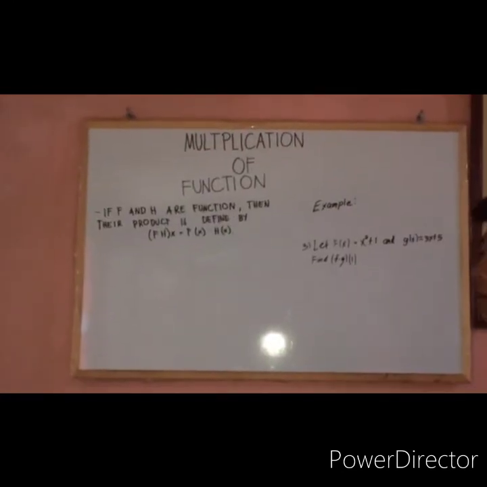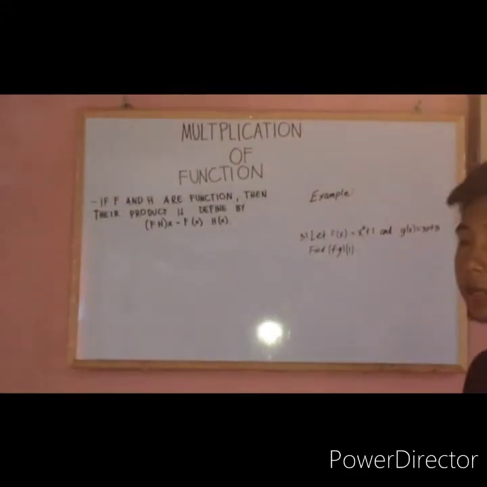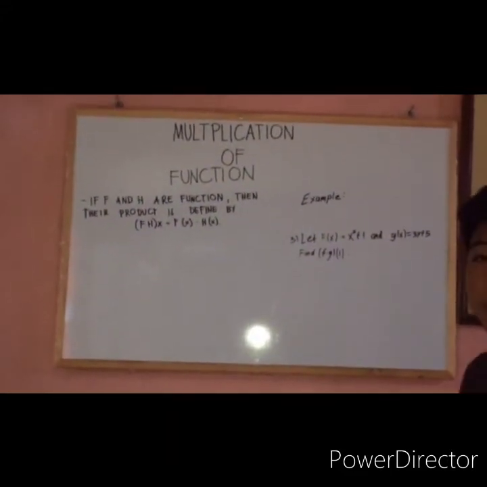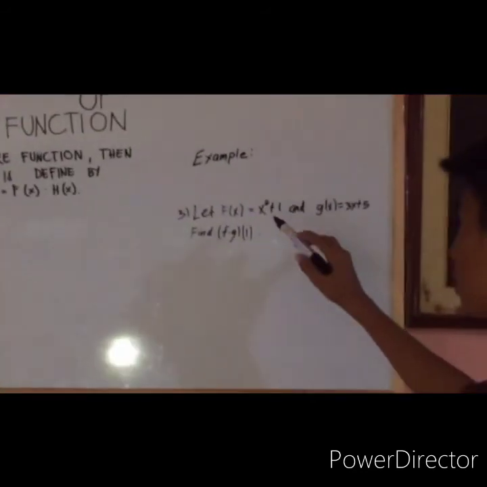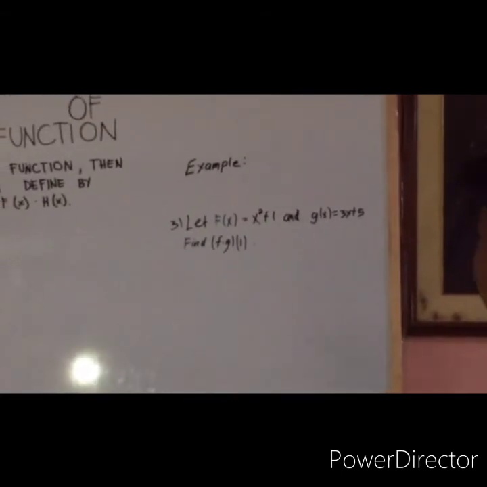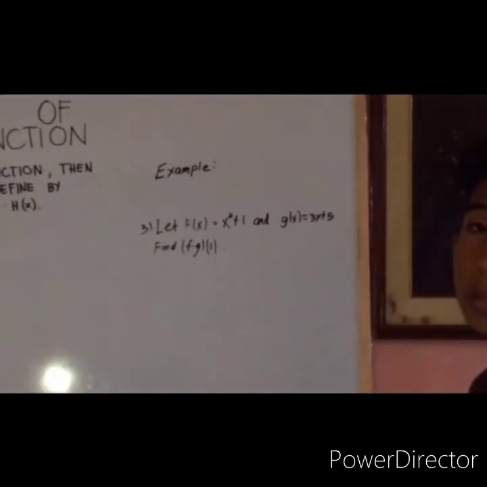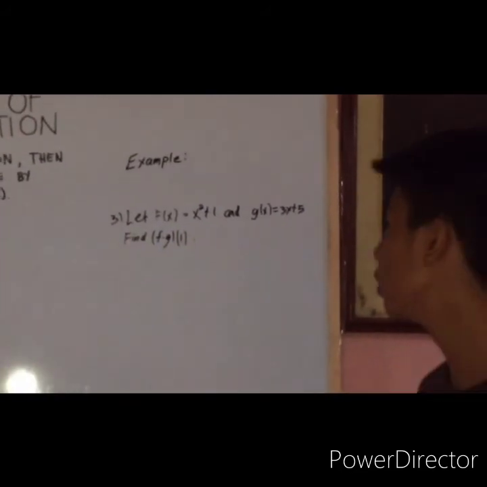Now we will move to the third example. Another example. So let f of x equals x squared plus 1 and g of x equal 3x plus 5. So find f times g of 1.